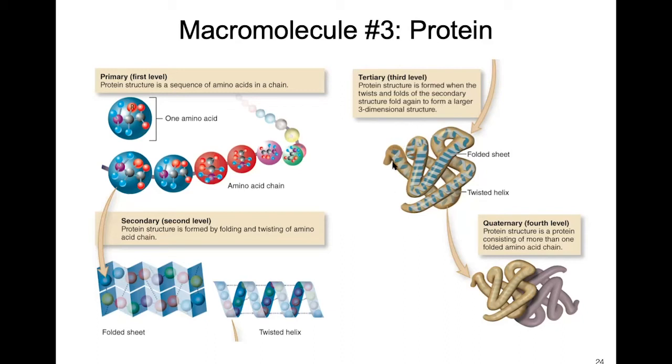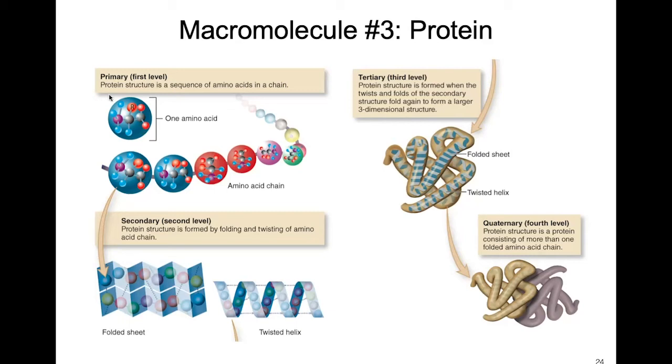All right, now if we take multiple globular proteins and we group them together, we form what's known as a quaternary structure. So this is a more complex protein structure. We see this with the hemoglobin molecule. So hemoglobin, found in our red blood cells, responsible for transporting oxygen and carbon dioxide in our blood. Hemoglobin is made up of 4 of these individual globular proteins.